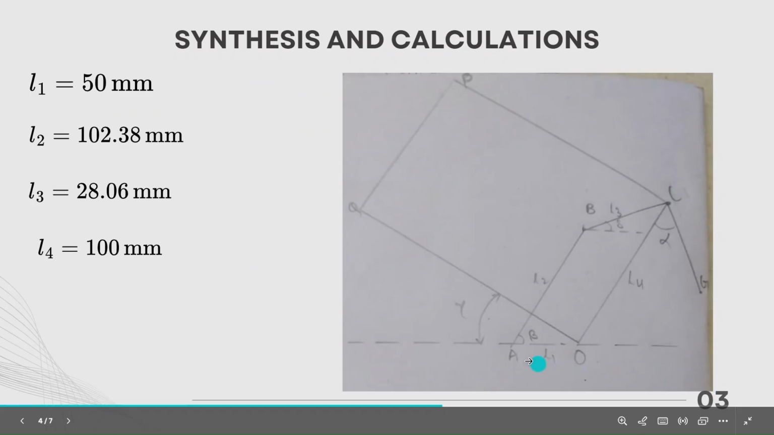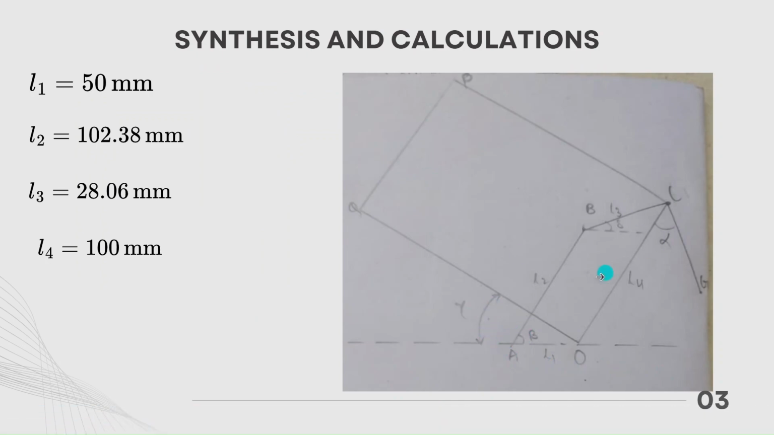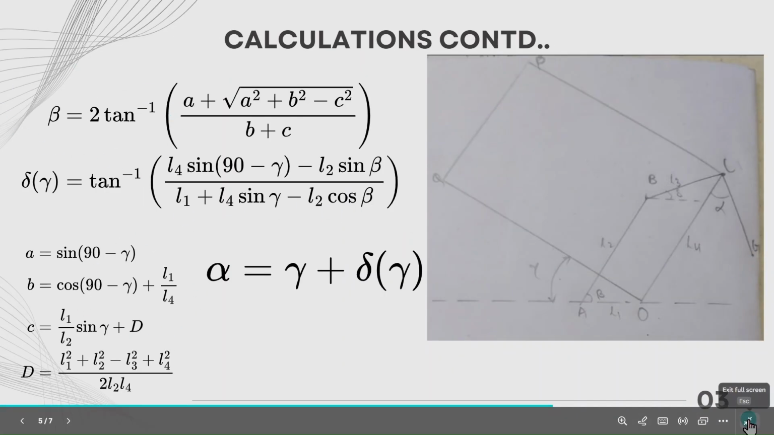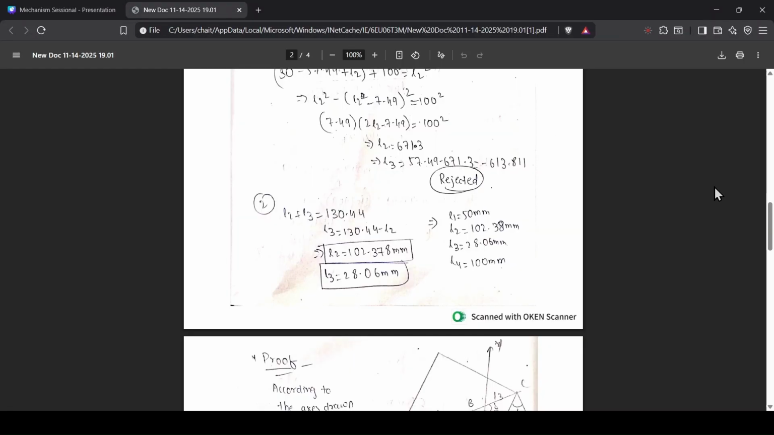Next, we need to find out the relationships between beta and alpha, because that's how we will be able to simulate in MATLAB and SolidWorks, because this is the input angle, this is the output angle. These are all the relationships. I'll show you the proof of this relationship.